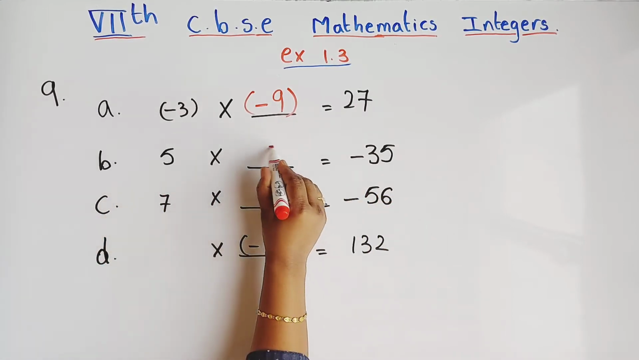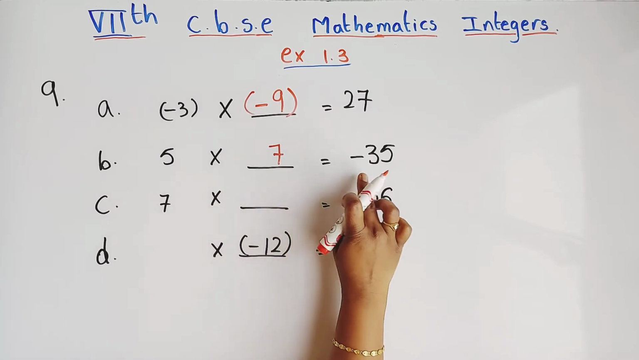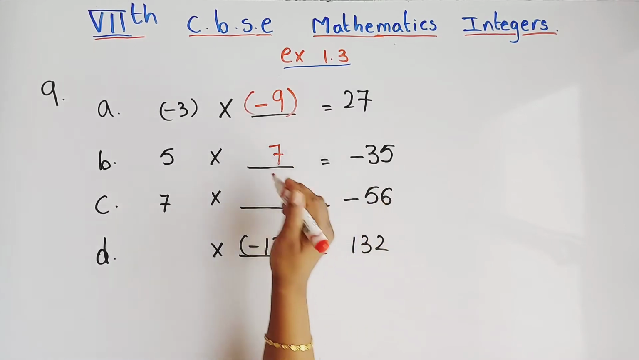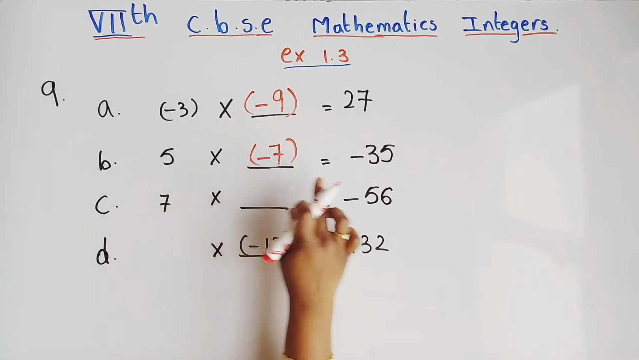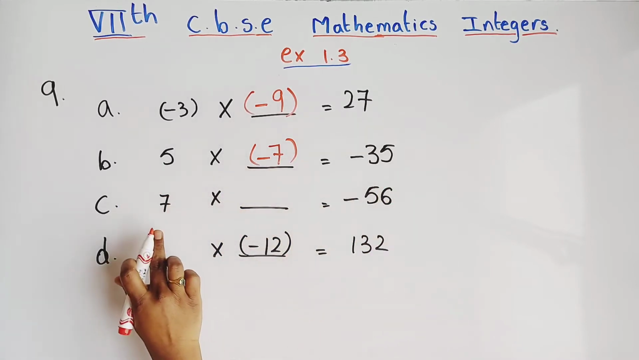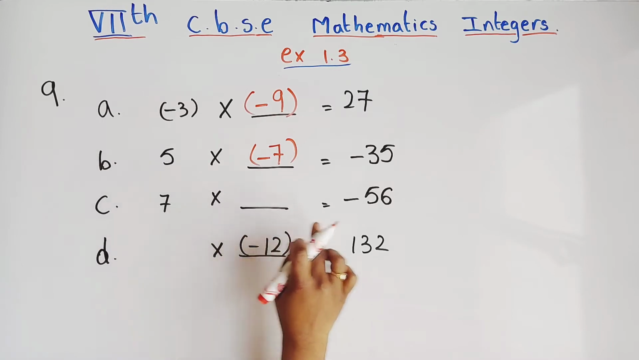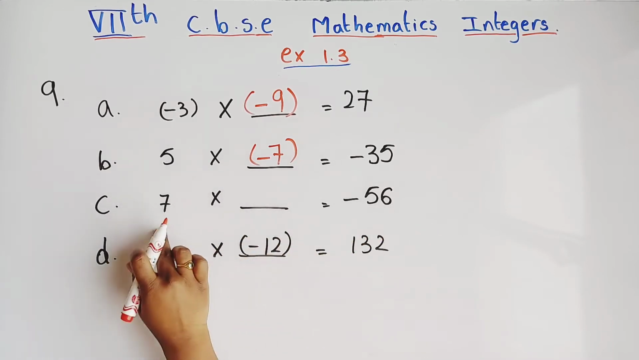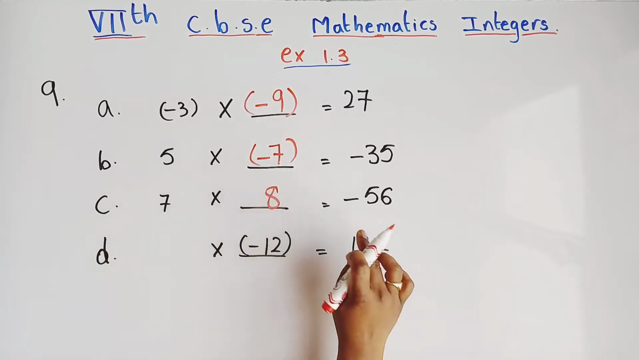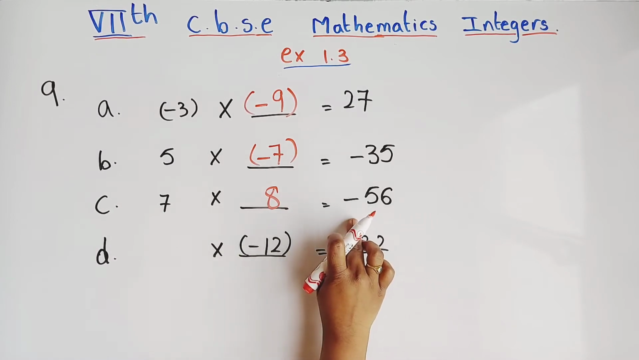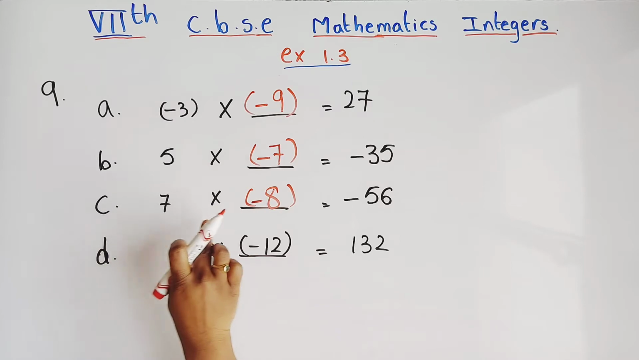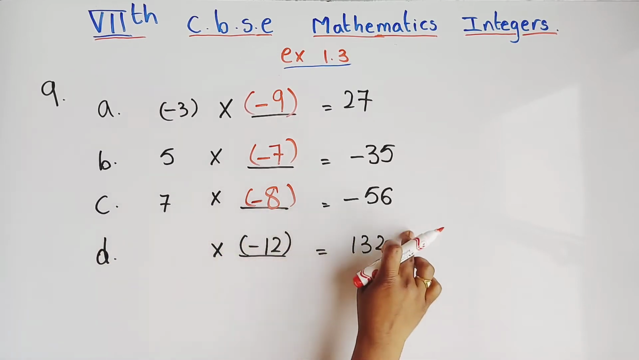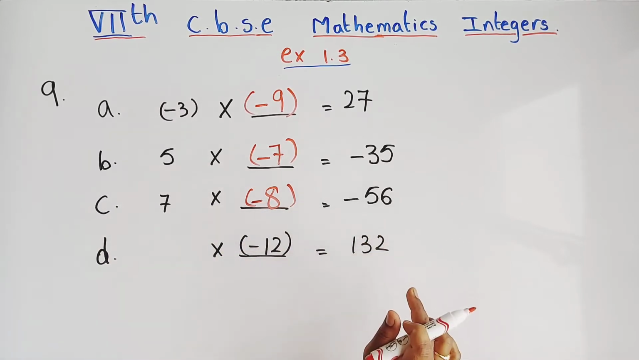Question B, 5 into dash equal to minus 35. We know that 5 sevens are 35. In the answer, we have minus. That means here also we should have minus. 5 into minus 7 is minus 35. 7 into dash equal to minus 56. 7 eights are 56. In the answer, we have minus here. Here also we should have minus, children. Then only 7 into minus 8 is equal to minus 56. Correct statement.